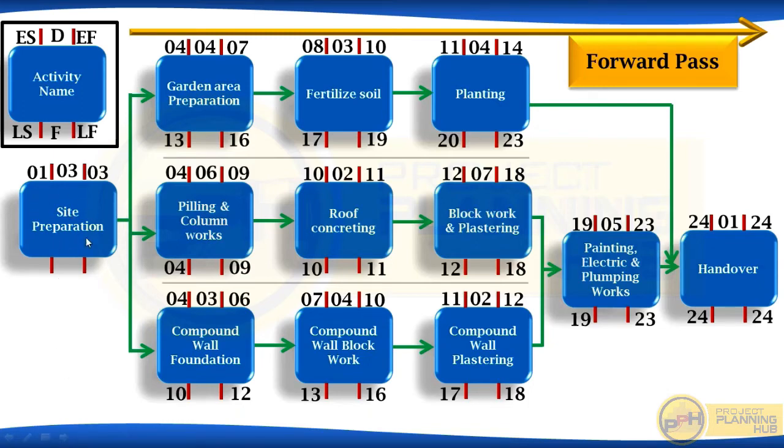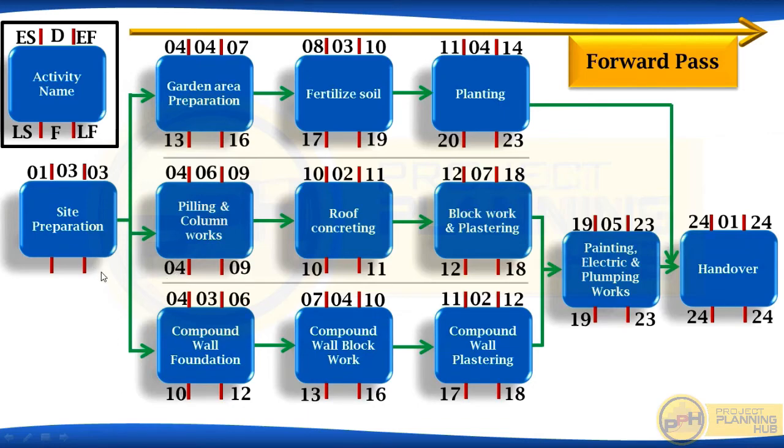What should be the late finish date for site preparation if we want to start these three activities on their late start date? Here, garden area preparation works should start on 13th. Piling column works should start on 4. Compound wall foundation works should start on 10th. So this one on 10th, this one on 4 and this one on 13th. These three activities should start on these dates.